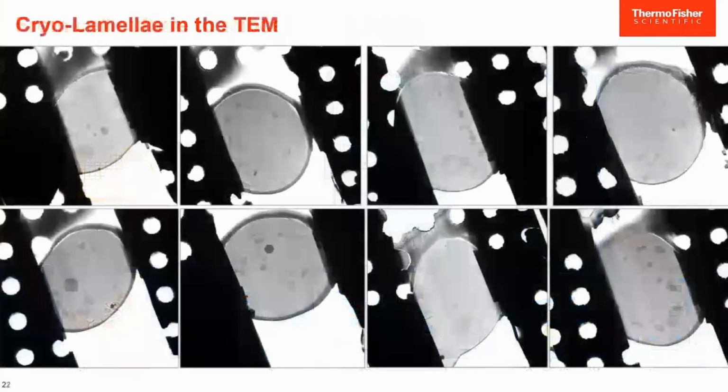Here's an example of how cryo-lamellae that have been prepared with the ArcGIS system look in the transmission electron microscope. These were rather thick Chlamydomonas cells which have been thinned with the focused ion beam system down to less than 200 nanometer thickness, and which are now ready for tomography data acquisition.